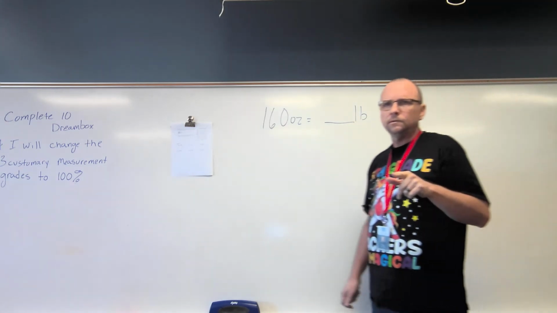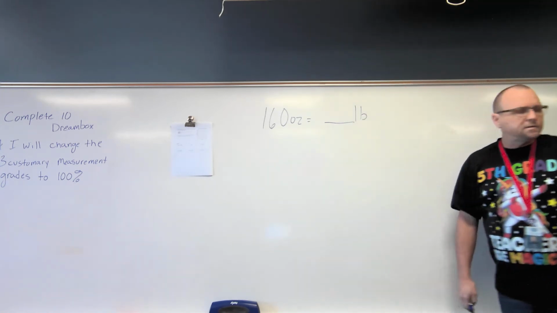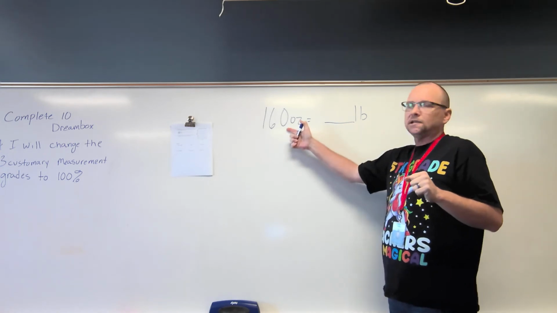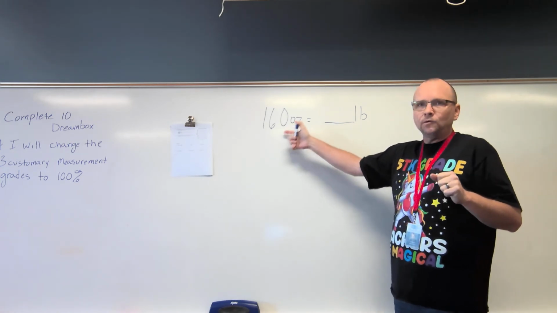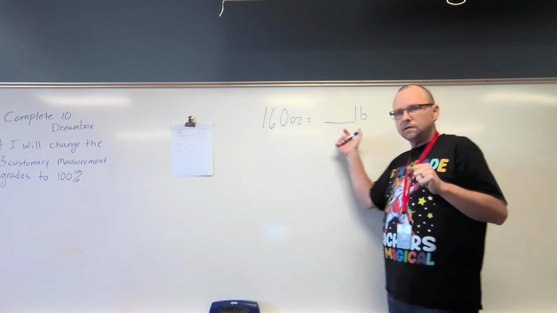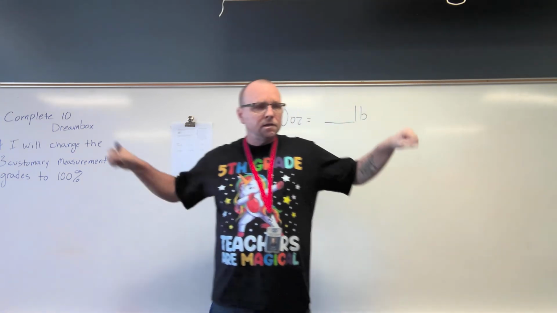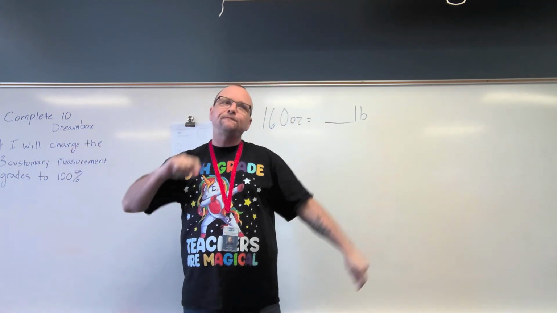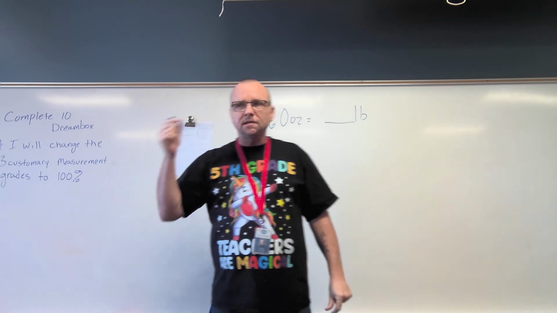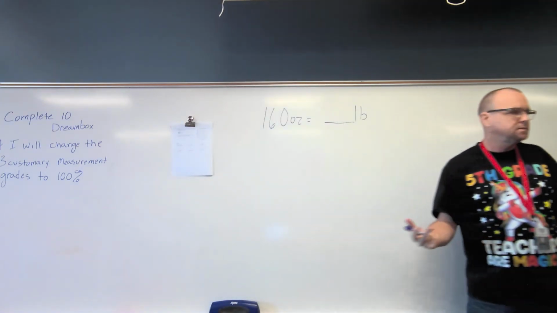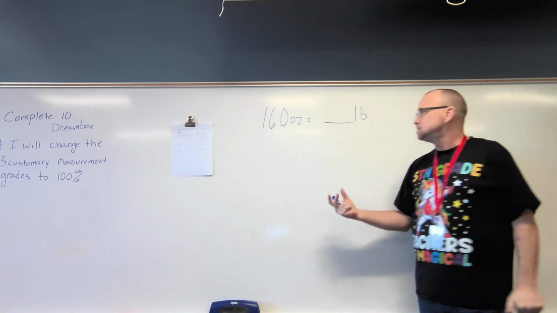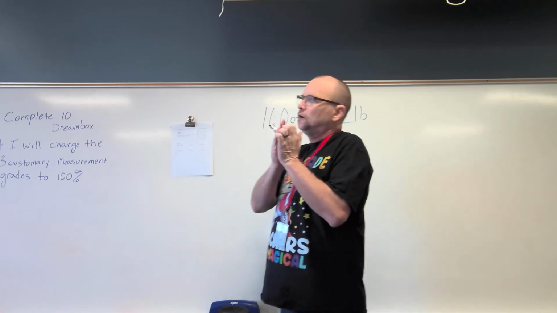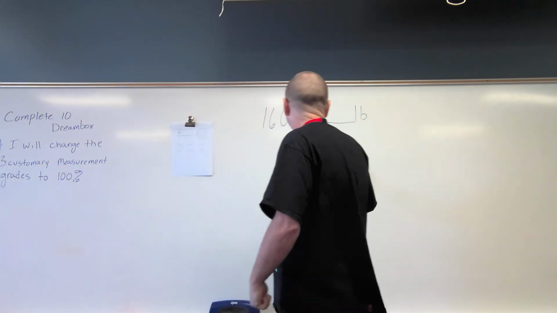Alright, so we need to figure out how many pounds 160 ounces are. So we're changing from ounces to pounds. Ounces, which are smaller, to pounds, which are bigger. Now this is a different ounces. This is not fluid ounces. This is weight ounces. So I'm going to do something with the 160, going from ounces to pounds, which means I'm going to divide.